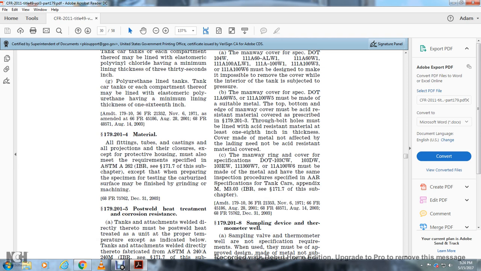179.201-4 material. All fittings, tubes, castings, and all projections for the closure, except for the protecting housing, must also meet the requirements specified in ASTM A262, except when preparing the specimen for testing. A carburized surface may be removed with a grinding machine.